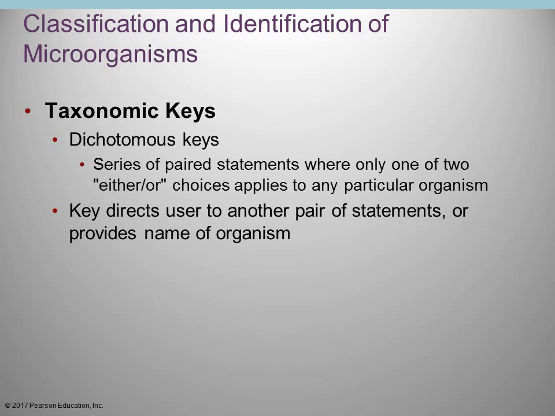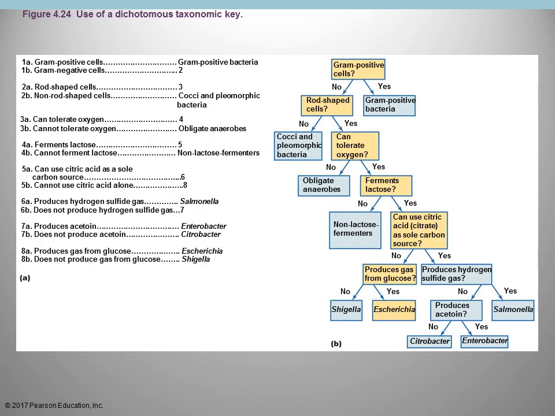And you go, is this positive or is it negative? And then you just keep following down, ultimately to where it separates this group into one individual organism, and you can say, aha, that's what I have. This is an example of a dichotomous key. So for bacteria, the first thing you're going to do is do a gram stain. Is it gram positive or is it gram negative?